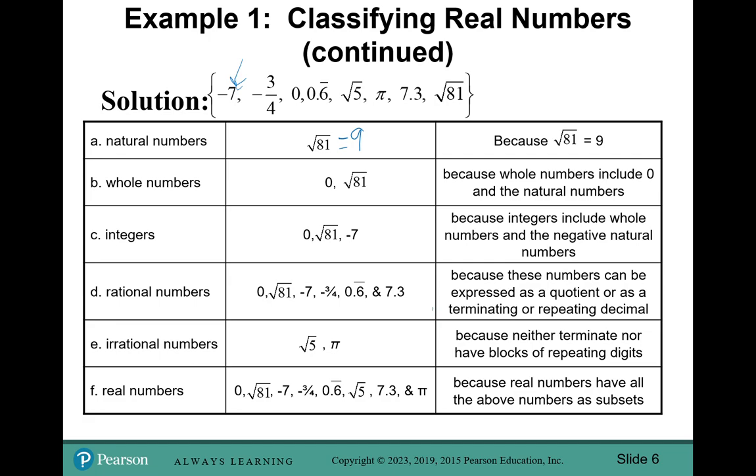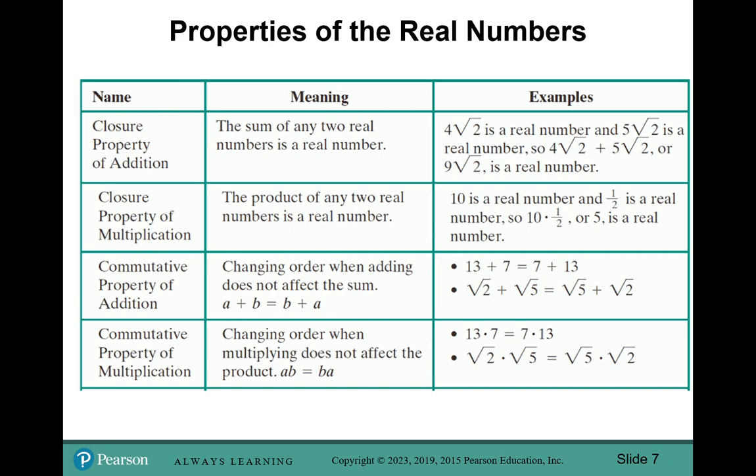Because neither terminates nor has blocks of repeating decimals or digits, the square root of 5 and pi are irrational numbers. Real numbers. Now, every number in the set above is a real number. All rational and irrational numbers are real numbers, because real numbers have all of the above numbers as subsets. So it's everyone in the set.